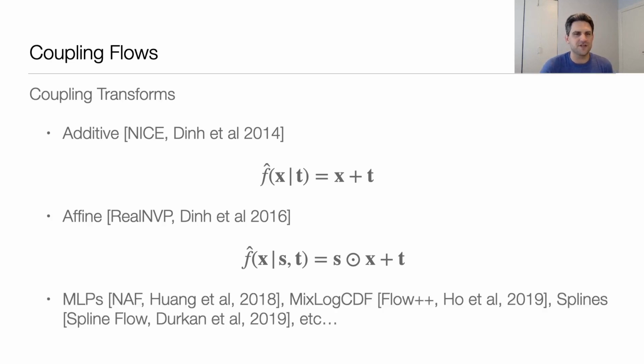And there's many other variations that have been introduced in the last 2 or 3 years. So you can use certain forms of multi-layer perceptrons applied element-wise. You can use a mixture of logistic CDFs, which was introduced in the Flow++ paper. You can use splines for these transformations, etc. So lots of options for what goes in here. For the most part, some of these other transformations have certain advantages, but none of them have been conclusively shown to dramatically outperform affine flows, particularly for images. They can, however, be quite important for other domains.